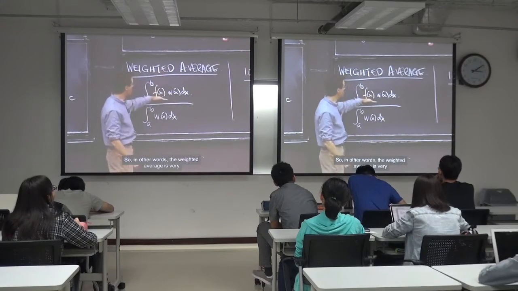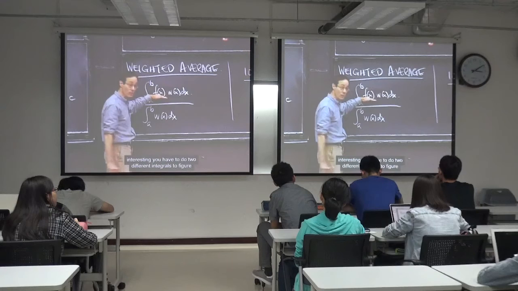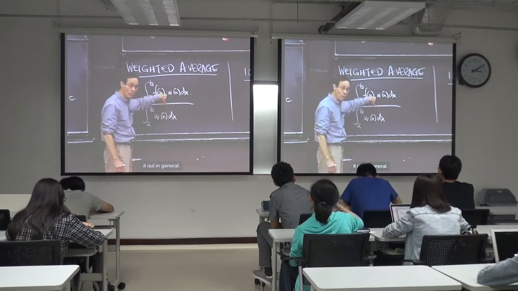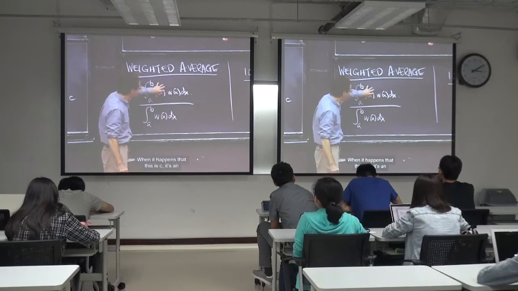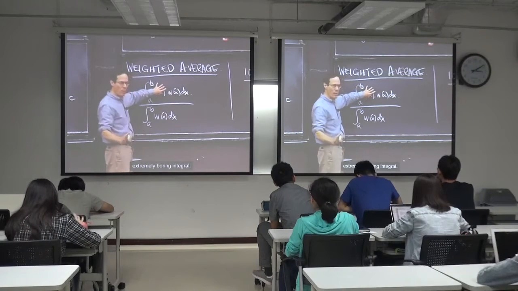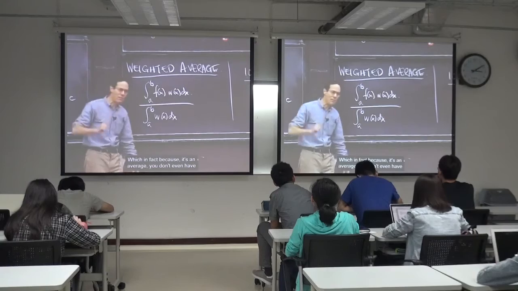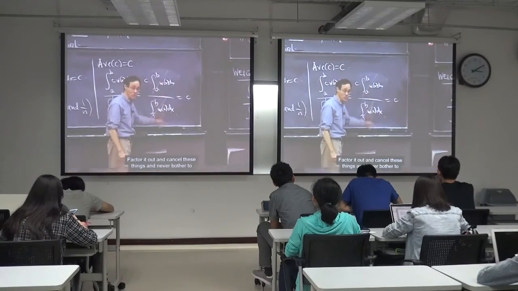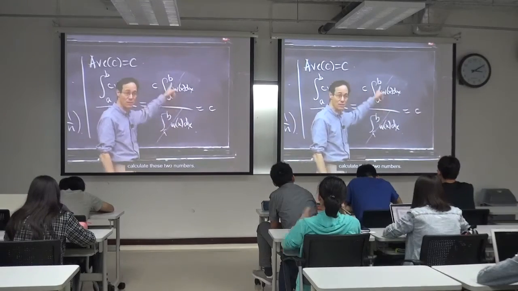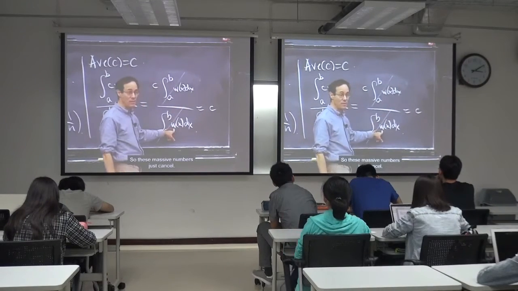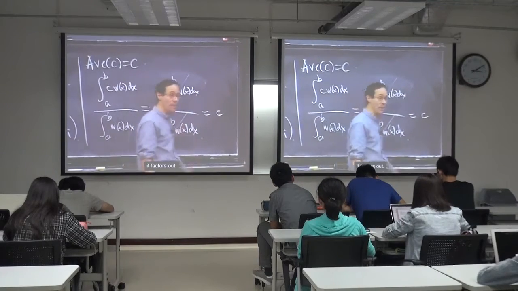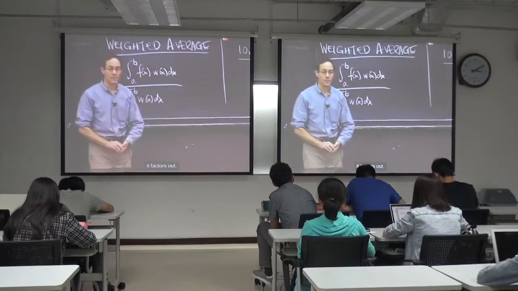So in other words, the weighted average is very interesting because you have to do two different integrals to figure it out. In general, when it happens that this is c, it's an extremely boring integral, which in fact, because it's an average, you don't even have to calculate at all. Factor it out and cancel these things and never bother to calculate these two numbers. So these massive numbers just cancel. Which is a very special property of a constant that it factors out.